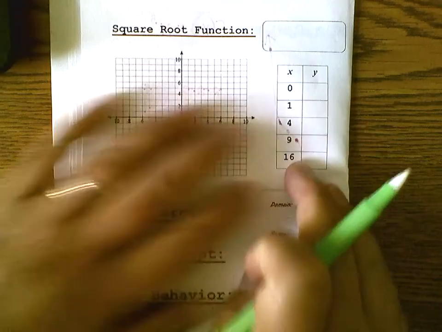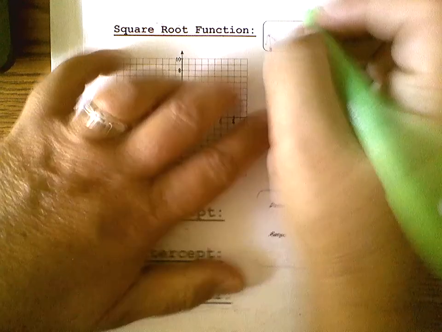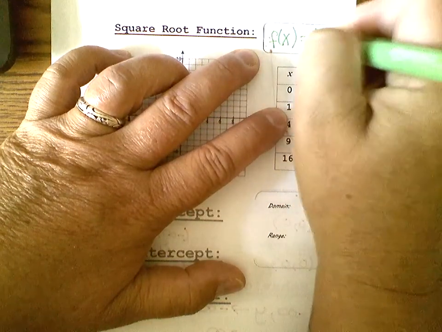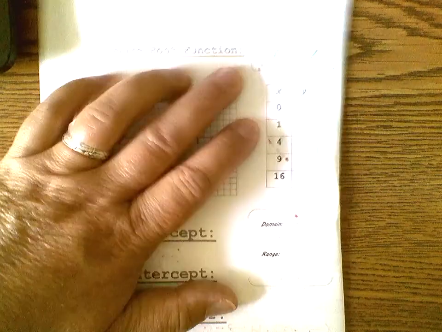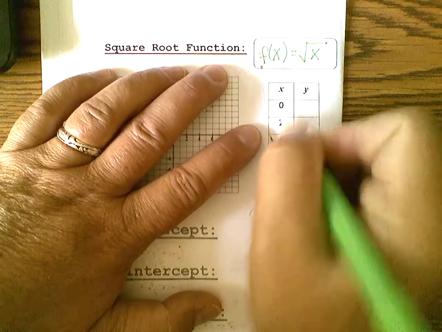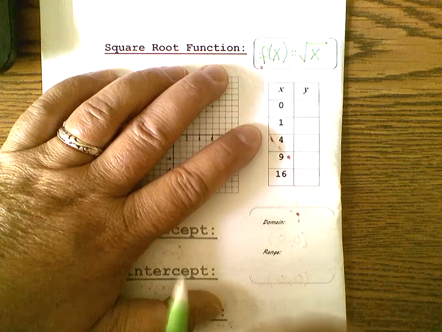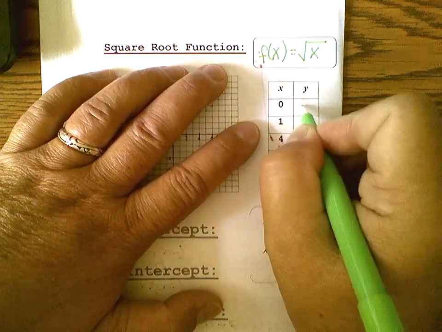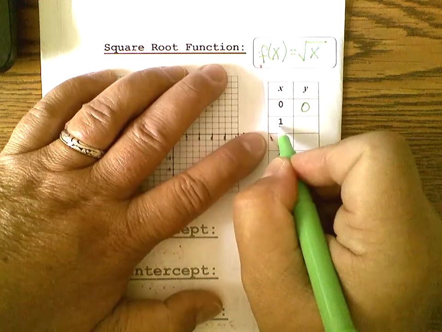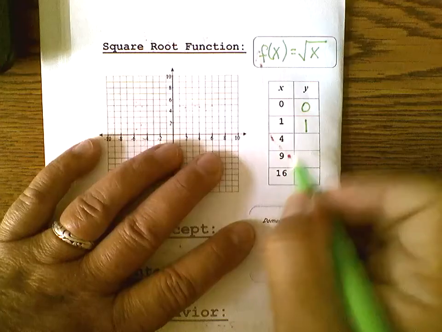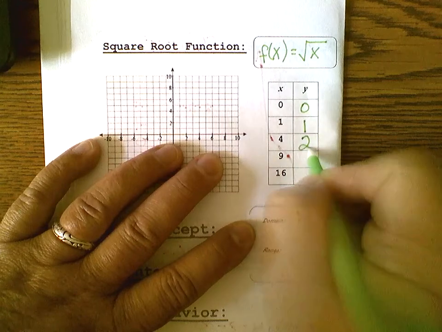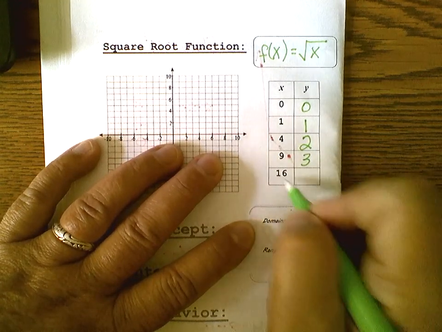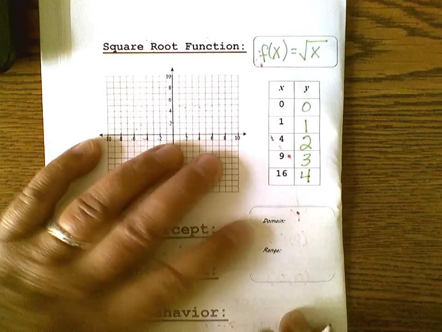Square root function. Well, pretty straightforward. It is taking the square root of something. So I hope you noticed for my table, I picked perfect squares, so it would be nice and easy. The square root of 0 is 0. The square root of 1 is 1. The square root of 4 is 2. The square root of 9 is 3. And the square root of 16 is 4.